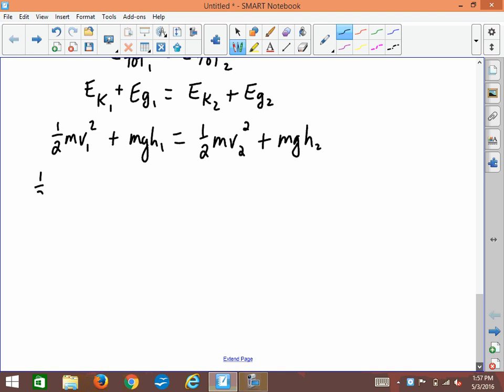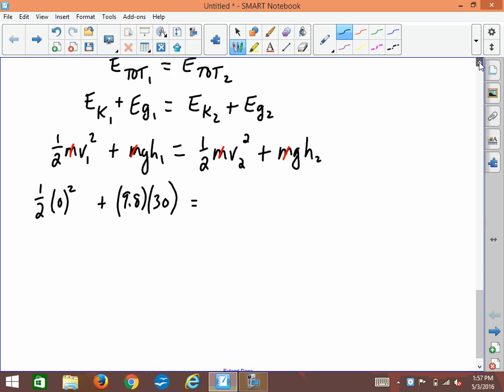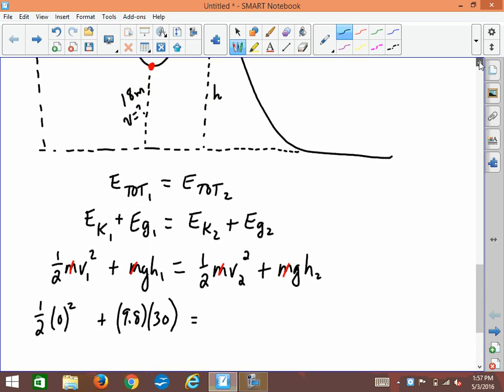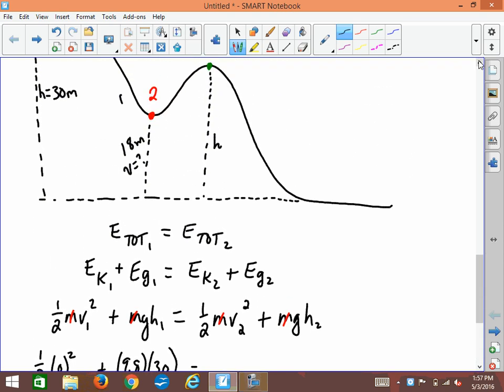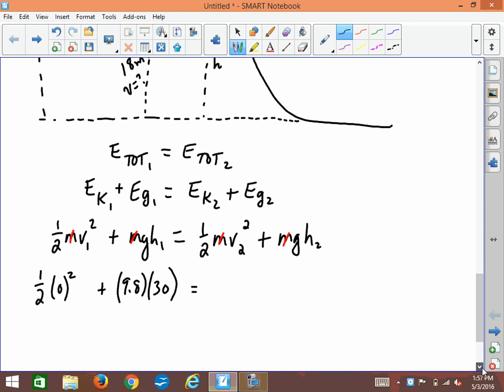Okay, what is the initial speed? Well, it's 0. And again, the masses can cancel out. I don't even need to consider them. So this will be initial speed of 0, so that's going to disappear, and the initial height is 30 meters. So you see how I know all the numbers for that position. The next position was position number 2. We knew the height was 18 meters, but we didn't know the speed. So let's find out the speed.